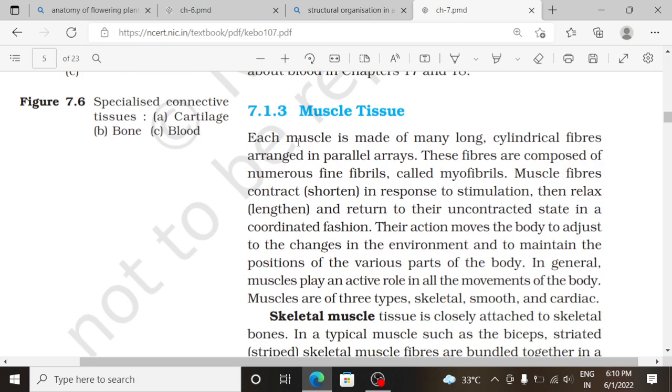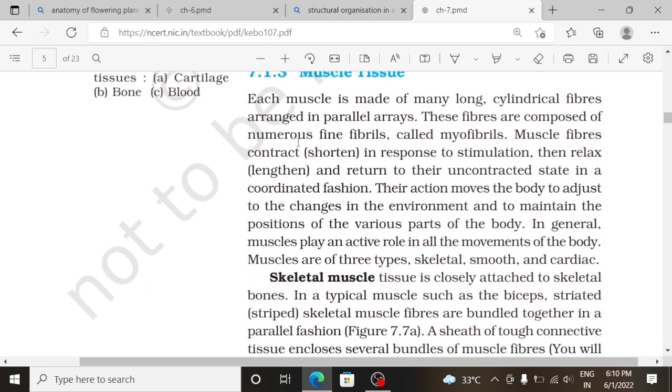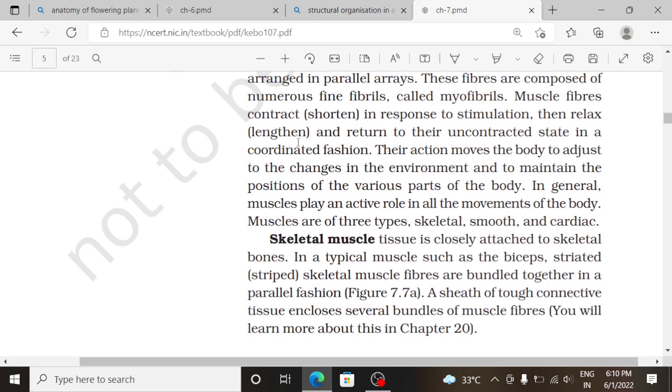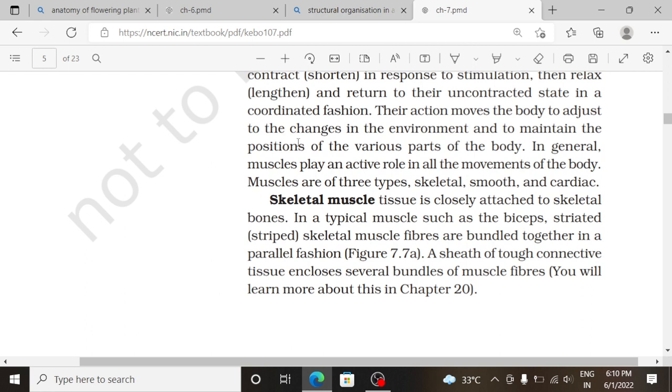Each muscle is made of many long cylindrical fibers arranged in parallel arrays. These fibers are composed of numerous fine fibrils called myofibrils. Muscle fibers contract, that is shorten, in response to stimulation, then relax, that is lengthen, and return to their uncontracted state in a coordinated fashion. Their action moves the body to adjust to the changes in the environment and to maintain the positions of the various parts of the body. In general, muscles play an active role in all the movements of the body.